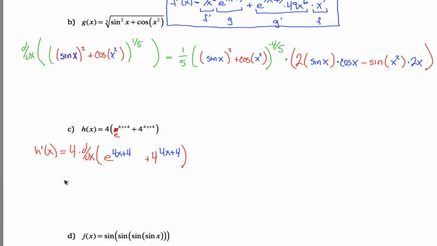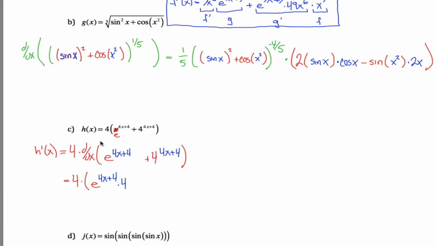All right, so I get 4 times something. And what is going to be in this something? Well, if it were e to the x, my derivative would just be e to the x. So I'm just going to write e to the, but instead of x, I'm going to write 4x plus 4. But then I'm not done. I have to multiply by the derivative of that 4x plus 4, which just happens to be 4.